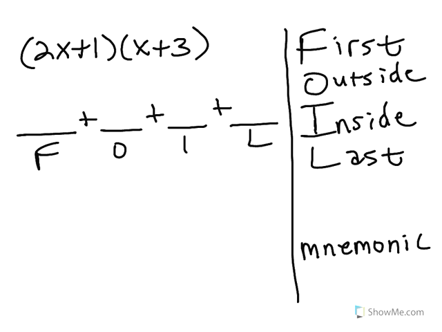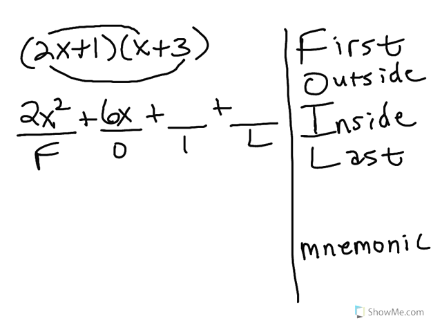So let's do this. When we say first, we mean we're going to multiply the first term of each binomial together. So we have 2x times x, which gives us 2x squared. When we say outside, it means we're going to multiply the terms on the outside of the multiplication as it is written. We're going to multiply 2x times 3, and that gives us 6x. When we say inside, that means we're going to multiply the two numbers that are interior to what we've written. So 1 times x, which is x.